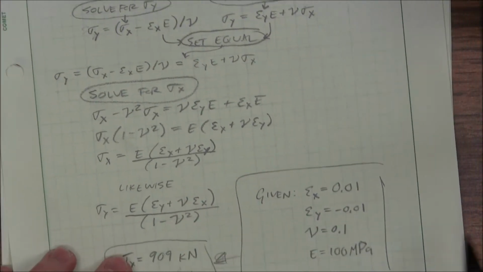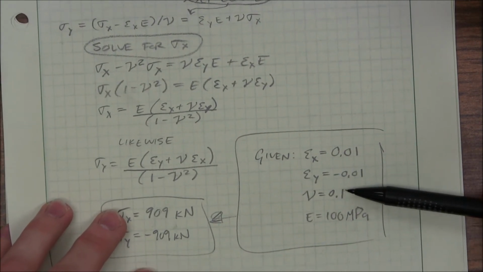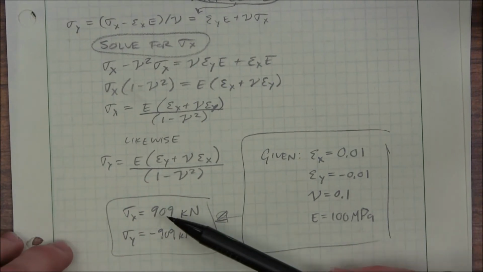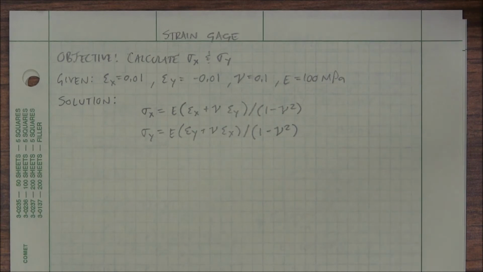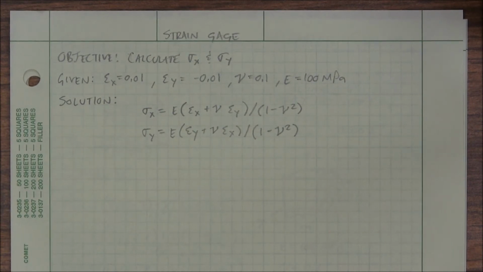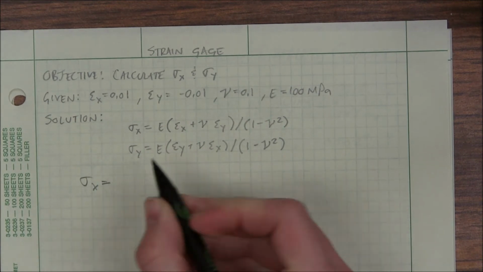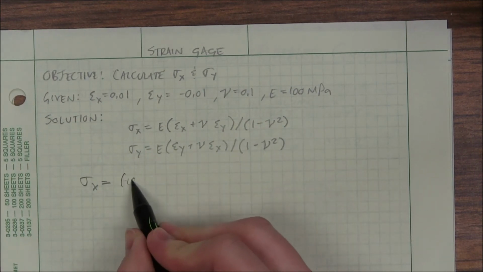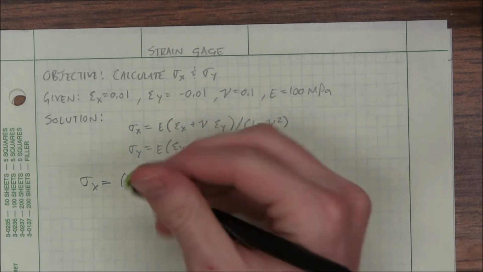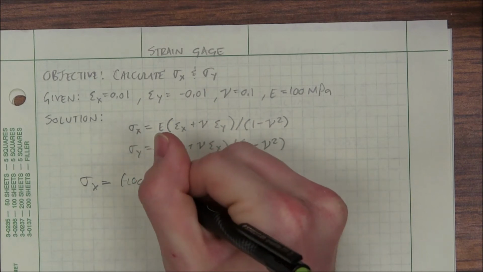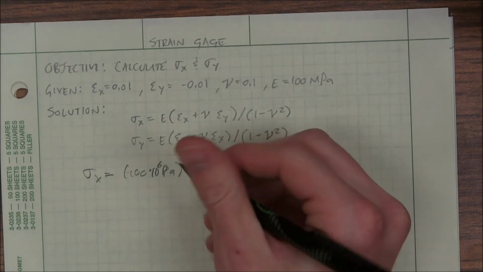In this particular case, we're given a particular strain and our material properties, and we have to solve for sigma x and sigma y. I have my formulas pre-written. These are kind of a plug and chug type of problem. Once we find the formula, we're good to go. I have sigma x equals E, which was 100 megapascals. Instead of writing megapascals, I'm going to write this as times 10 to the 6 pascals. It keeps my units more consistent.